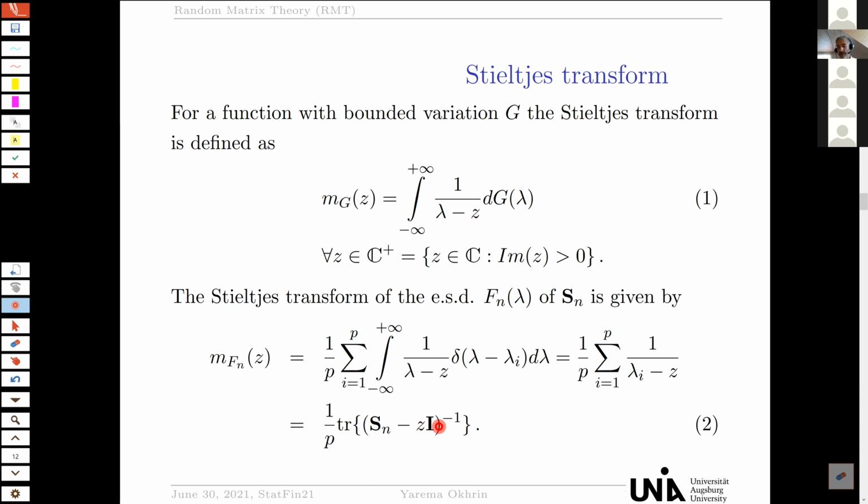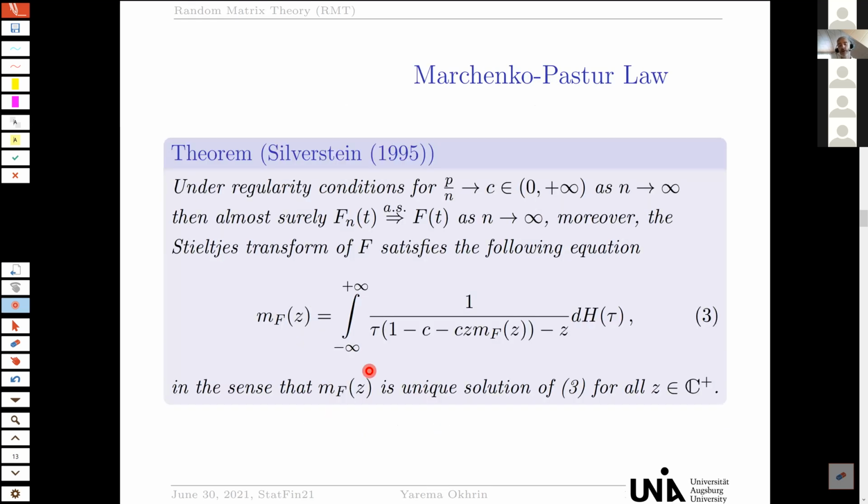Now we are interested in the asymptotic theory, and this asymptotic theory is provided by the Silverstein theorem. It tells us that Fn, the empirical spectral distribution, converges almost surely to the function Ft. And the Stieltjes transform of this function satisfies the following integral equation. We have F over here in one Stieltjes transformation, and F over here in the other. This function m is unique for all z in the positive part of the complex space. So in fact, we can get the Stieltjes transform of the asymptotic distribution of our empirical spectral distribution from this integral equation.